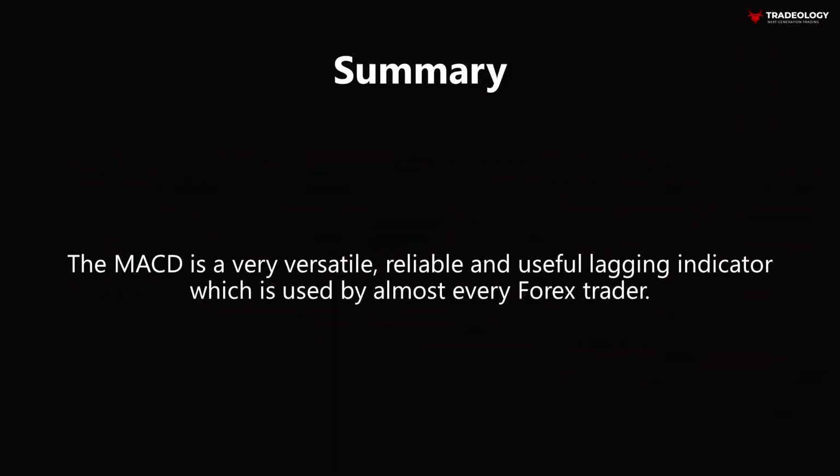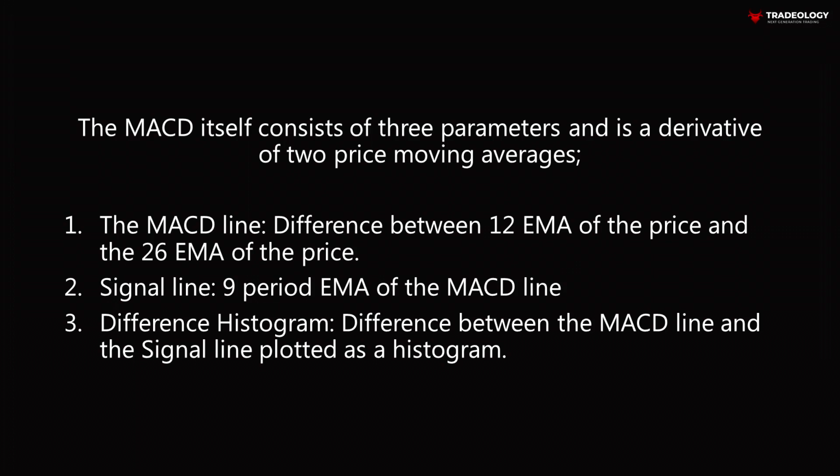So, in summary, the MACD is a very versatile, reliable, and useful lagging indicator which is used by almost every forex trader. The MACD itself consists of 3 parameters and is a derivative of 2 price moving averages. We have the MACD line, which is the difference between the 12 EMA of the price and the 26 EMA of the price. The signal line, a 9-period EMA of the MACD line. The difference histogram, the difference between the MACD line and the signal line plotted as a histogram.